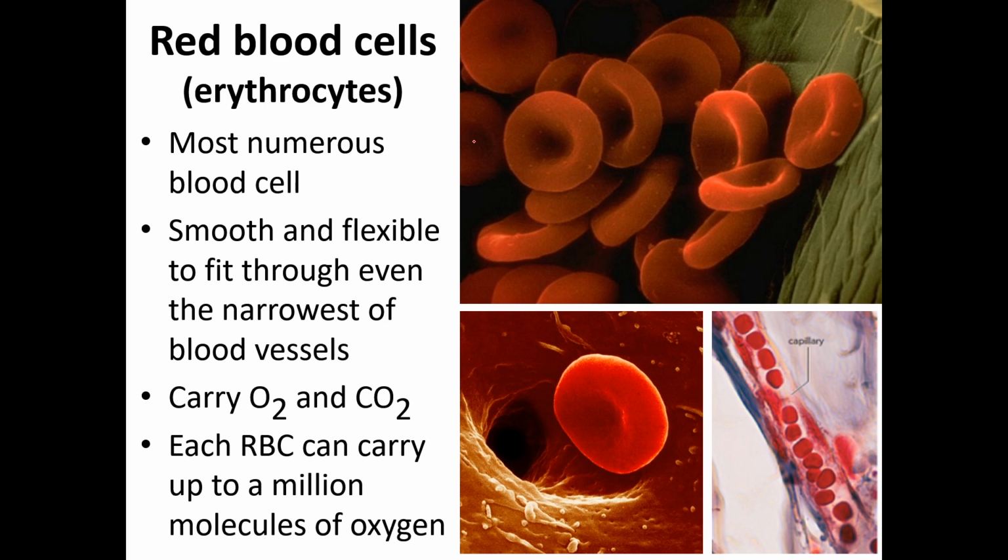So, as I mentioned before, red blood cells are involved in transporting oxygen. That's their main role. To a lesser degree, they also transport carbon dioxide, but carrying oxygen is their main role. Out of all of the formed elements, these are the most common by far.